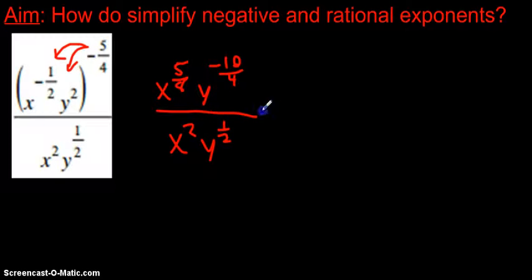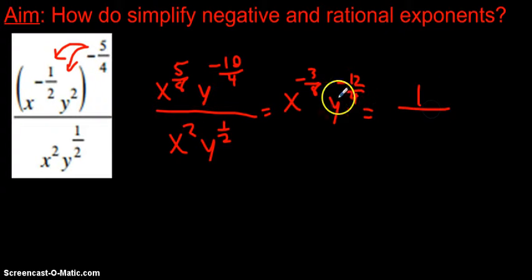Now we'll apply the division rule. So that is 5/8 minus 2, which is negative 3/8. 10/4 divided by minus 1/2 would be negative 12/4. So by the negative exponent rule, this is also equal to 3, which makes things easier. That's going to be 1 over x to the 3/8, by the negative exponent rules, and that's going to be y to the 3rd.